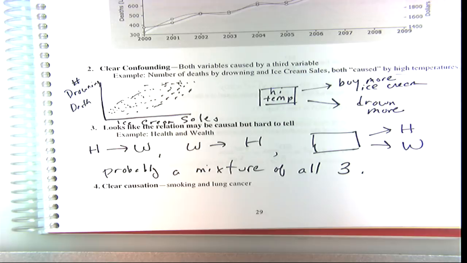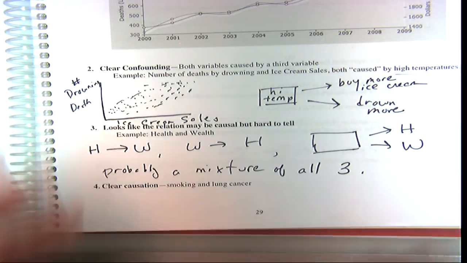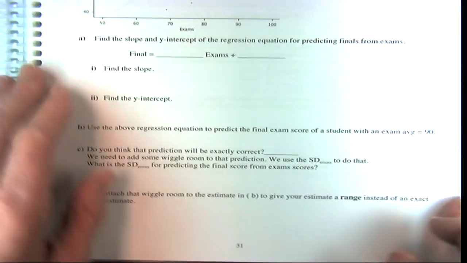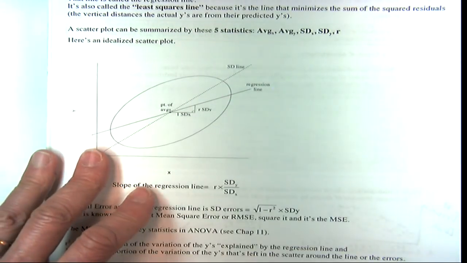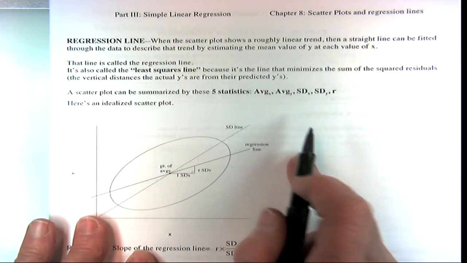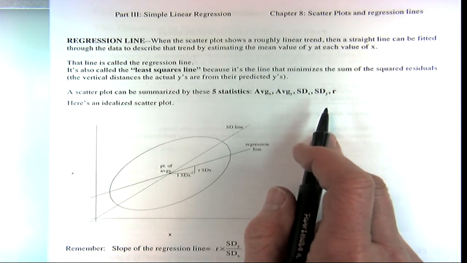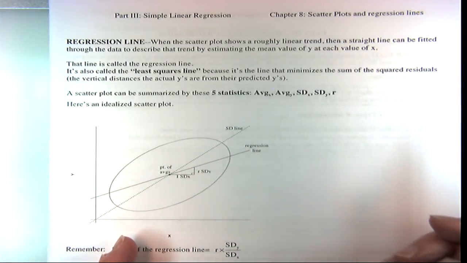So before we go further into looking at this, let's just get to the mechanics of how to get a regression line from a scatter plot, using the five descriptive statistics that we have on the two variables, and let's look at the regression line.